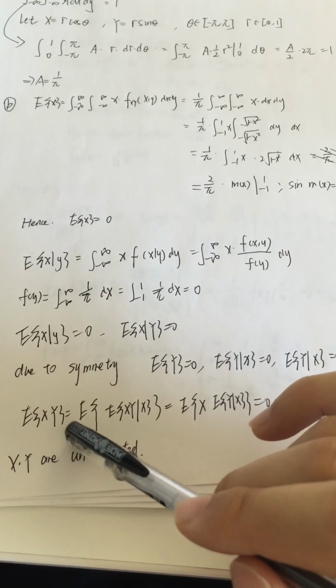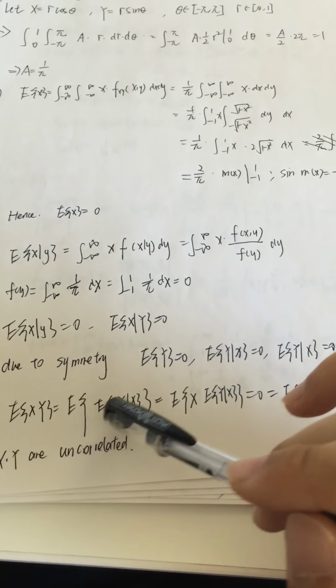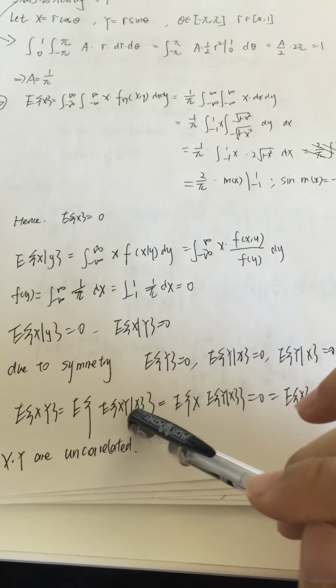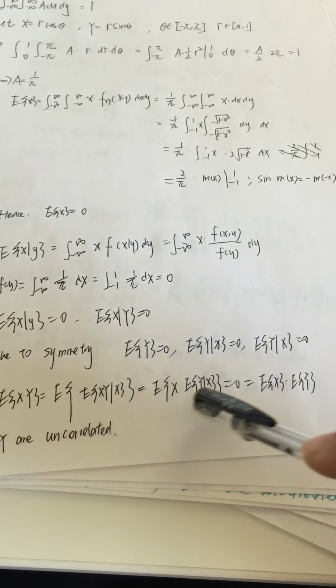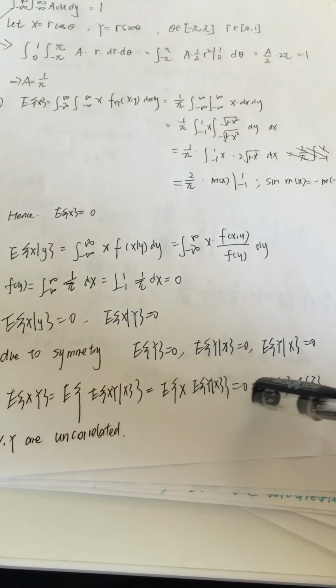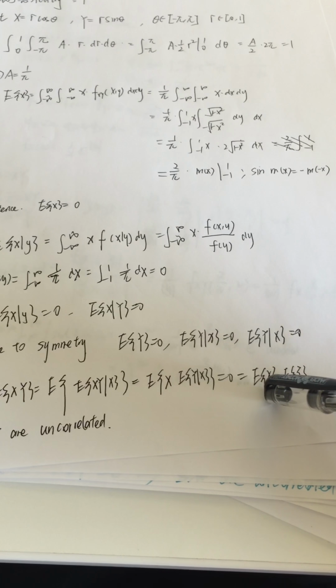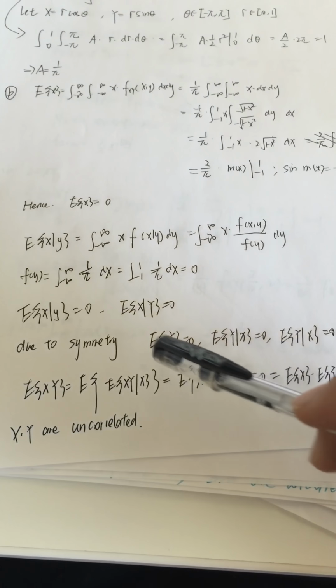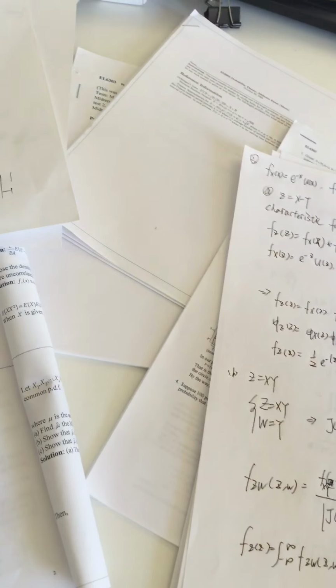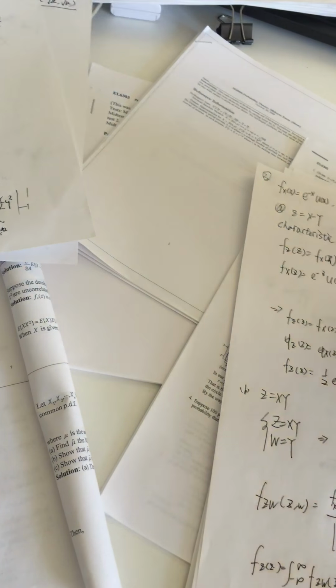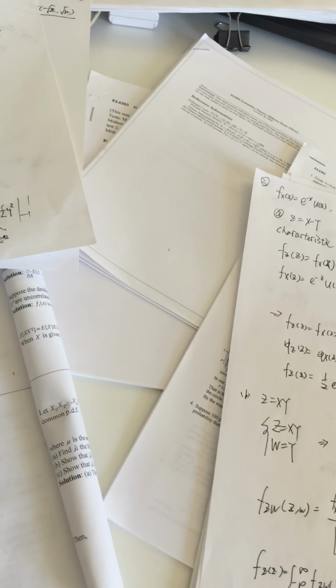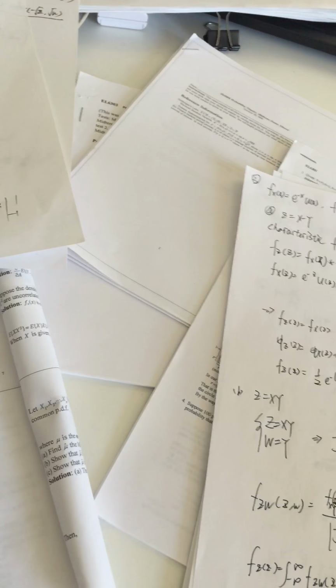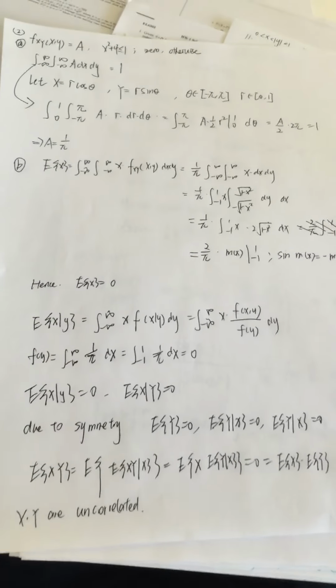For E[XY], according to the equation, it should also be 0, which is equal to the mean of X multiplied by the mean of Y. So X and Y are uncorrelated. This is homework 6, problems 1 and 2.